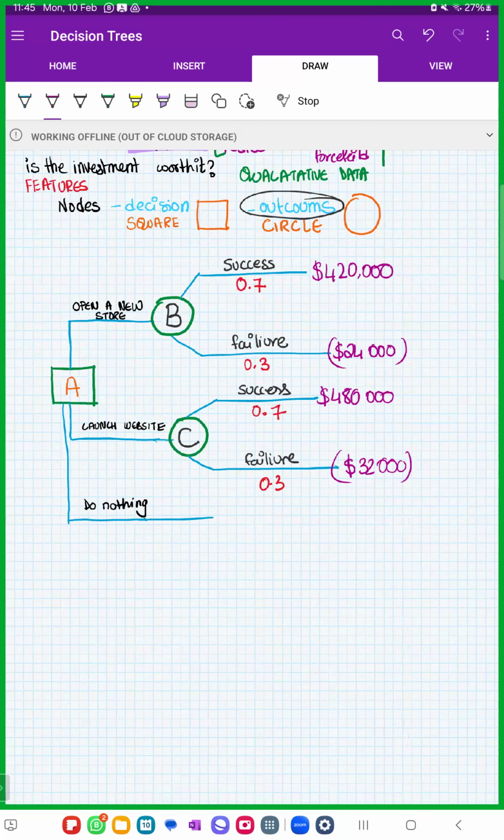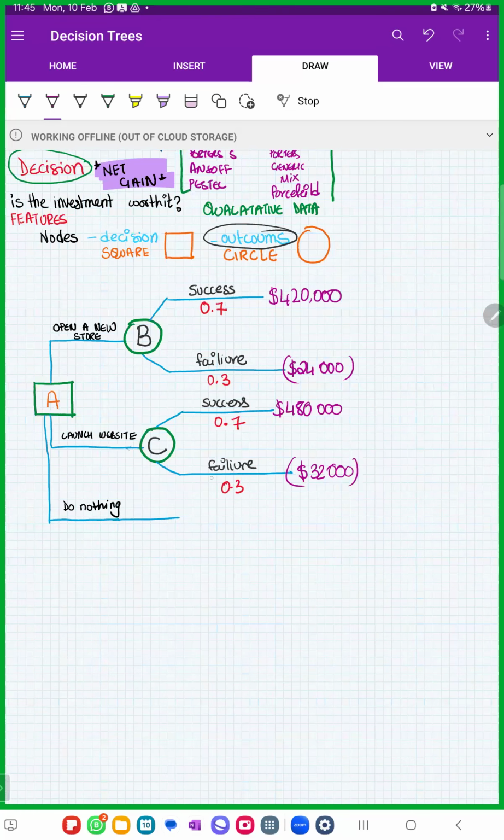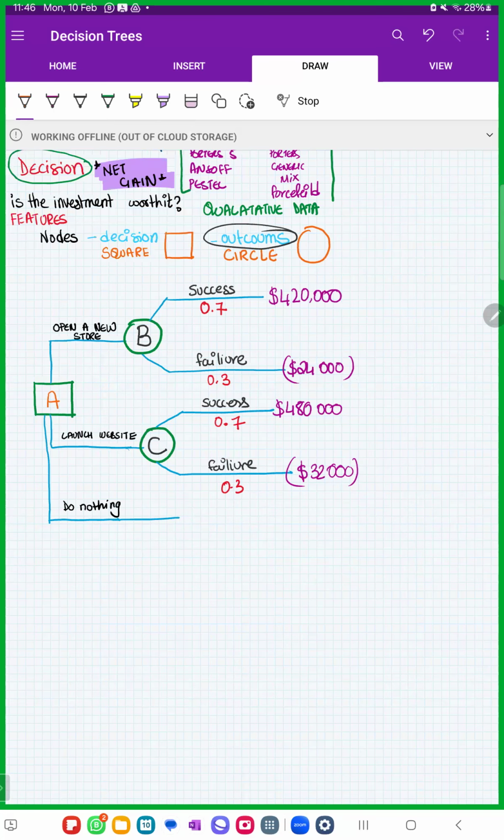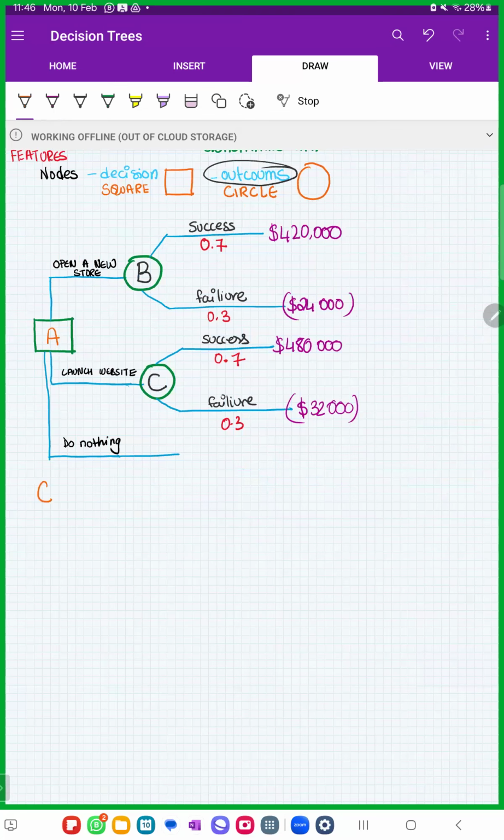The real task now, your task number one, is to make the diagram and insert all the values from the provided question. Now the real work starts. Now you start doing the maths. Okay. You are required to calculate the expected monetary value.